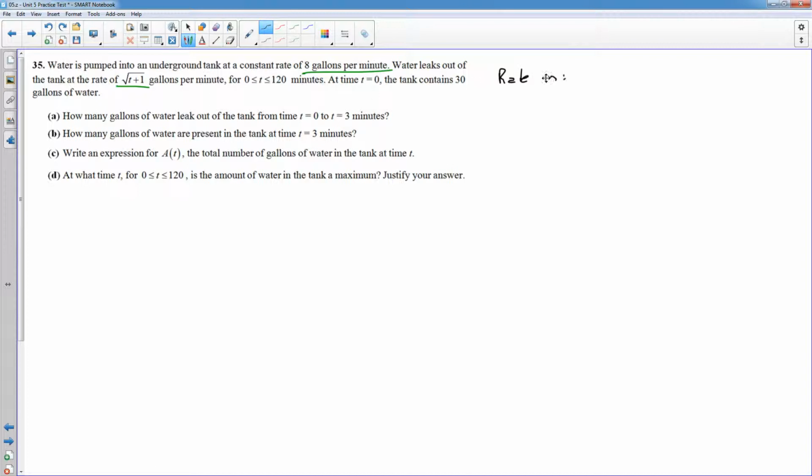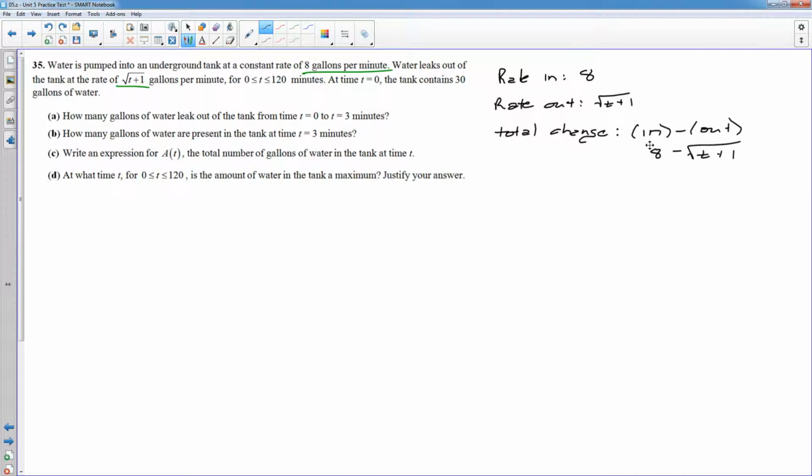In this case, the rate in, water is pumped into the tank at 8 gallons per minute, and it is leaking out at the rate of root t plus 1. If you know the rate that something's going in and the rate that it's going out, then the total change is going to be the rate in minus the rate out. So it's always going to be in minus out, and in this case that would be 8 minus the square root of t plus 1.